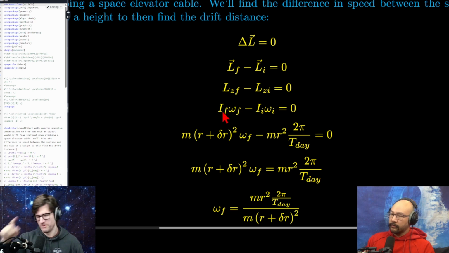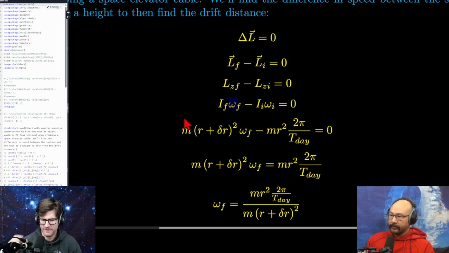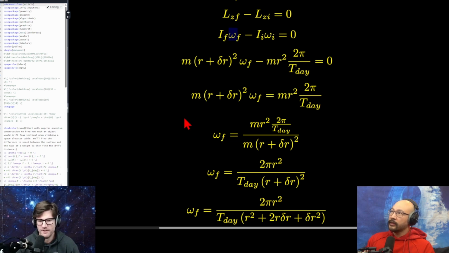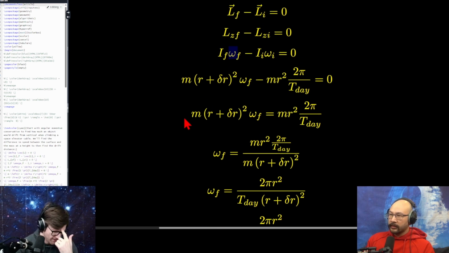Because we're only dealing with one direction now, it's final minus initial. The angular inertia of a single object is mr squared, of a point mass. The payload is a pretty good point mass compared to the Earth, I'd say. So it's mr squared.